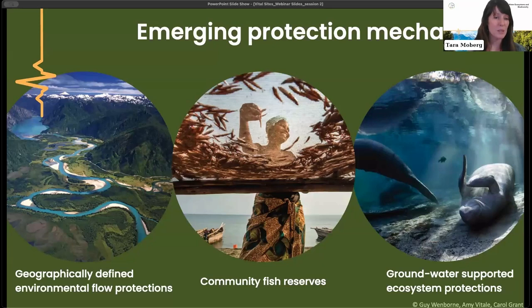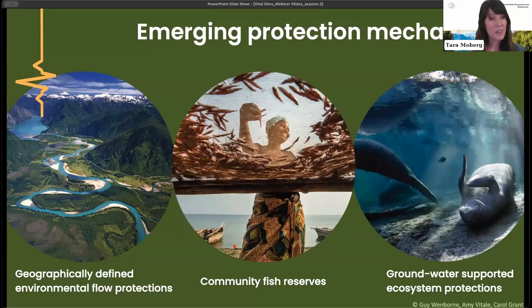Another novel approach has been geographically defined environmental flow protections. Just in the last couple of years, a designation in Chile articulated a water flow reserve for 2 rivers, the Puelo and the Futaleufú rivers, that had been historically threatened by the proposal of hydropower and dam development in the basins. The water flow reserves define an environmental allocation of water for the river and an amount of water to conserve ecosystem health, as well as support the thriving ecotourism on both of those rivers.